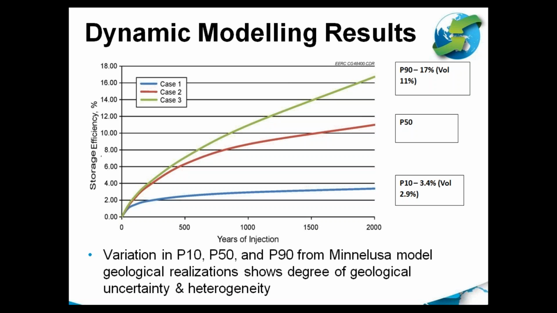And here you see the same effect, but here in a bit more detail. And it shows quite a big spread between the storage efficiency, assuming a medium case P50, a low case P10, and an optimistic case P90, which reflects the degree of uncertainty and heterogeneity within the formation.